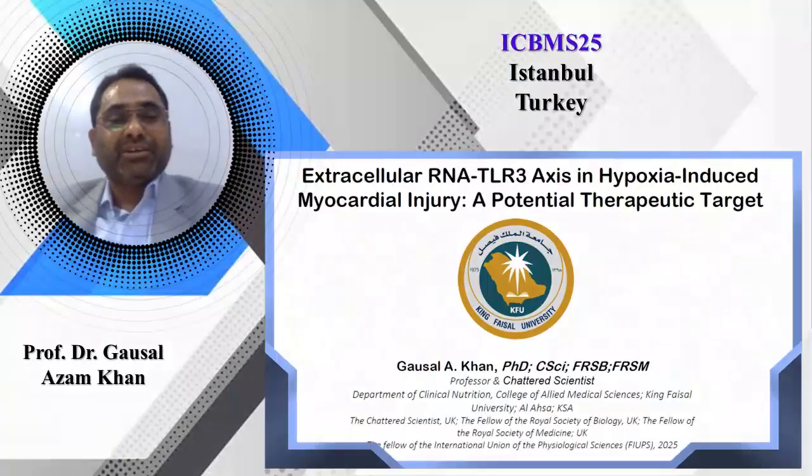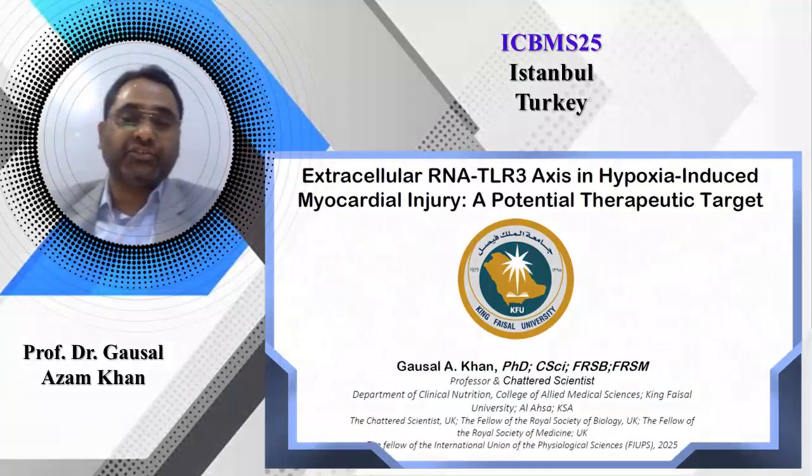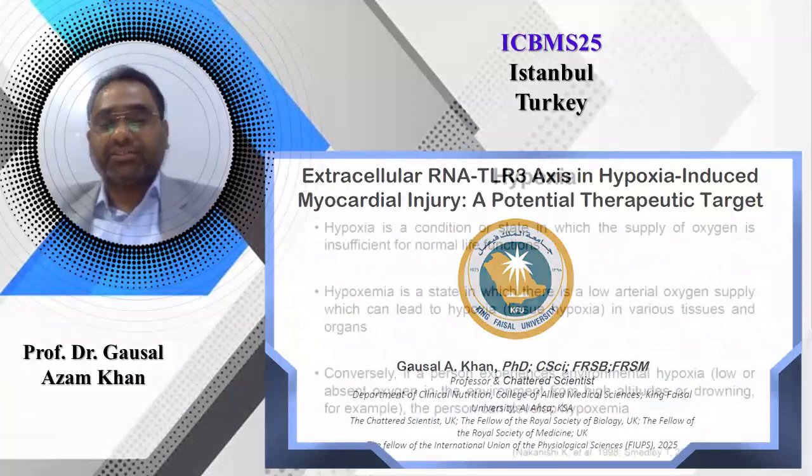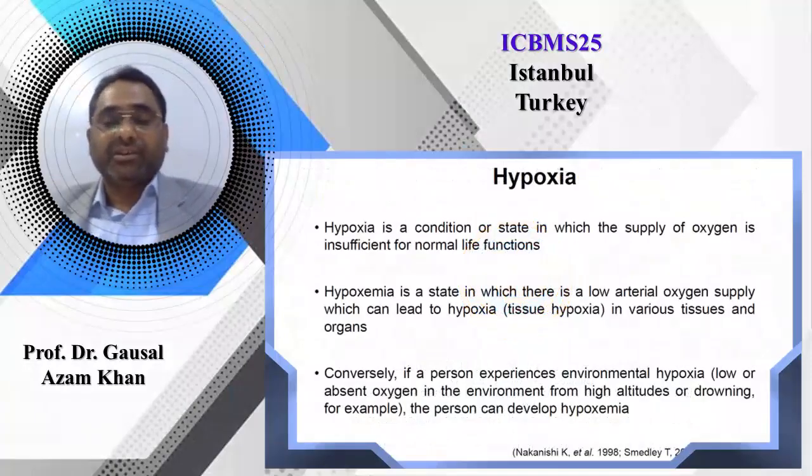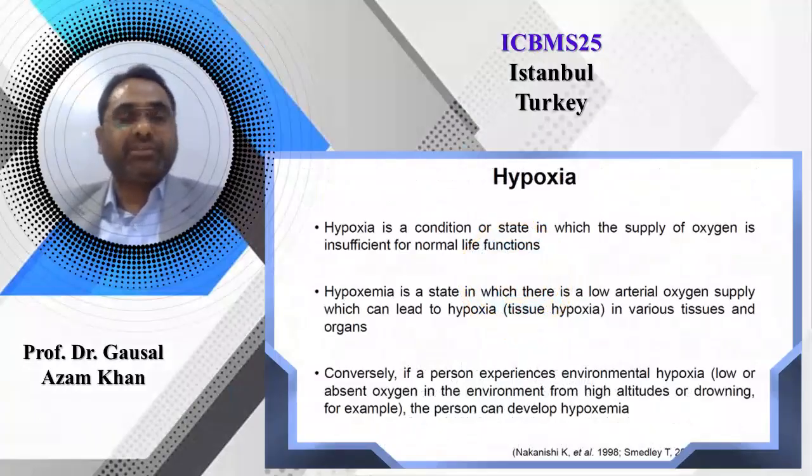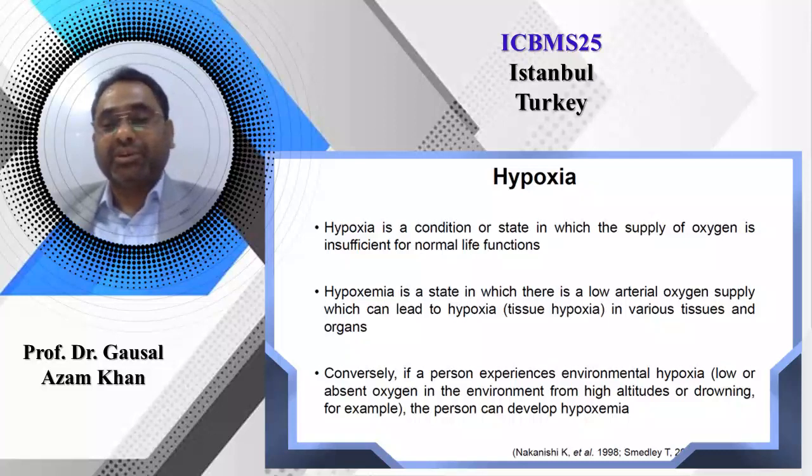Today, I am going to talk about one of the research projects we have been continuing for more than two decades. It is called the extracellular RNA TLR3 axis in hypoxia-induced myocardial injury and its potential target implications. As we know, hypoxia is a common state, mainly a deficiency of oxygen. It could be environmental, systemic, or localized oxygen deficiency. This state is called hypoxemia, where a low arterial oxygen supply leads to tissue hypoxia, causing various organ damage and activation of coagulation systems.